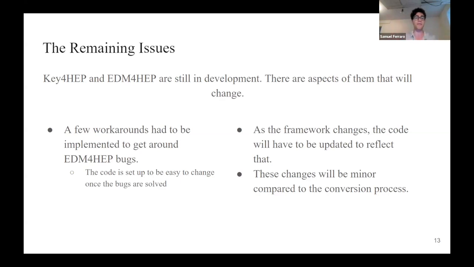So as soon as EDM for HEP goes into full release, fixing those bugs, it'd be easy to go back into the code, remove the workarounds, and implement the proper way to do things. But in addition, as a framework changes, the code will have to be updated to reflect that. This is true in any software framework you work in, whether it be Key4hep, ILC Soft, or something else. But these changes will tend to be minor compared to the conversion process as a whole.